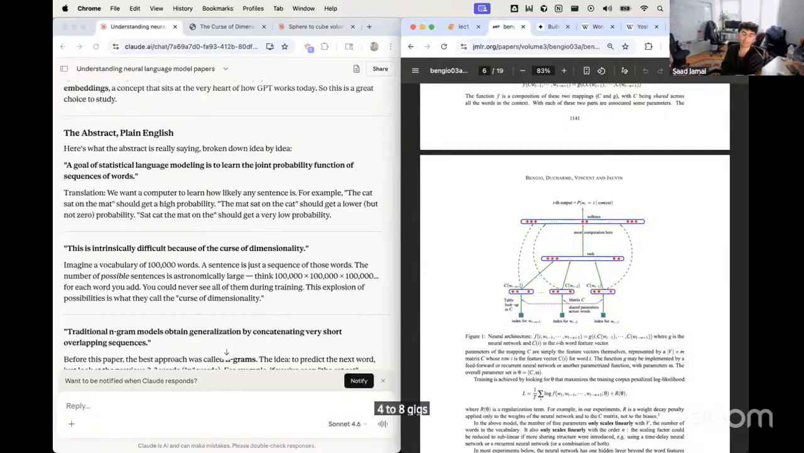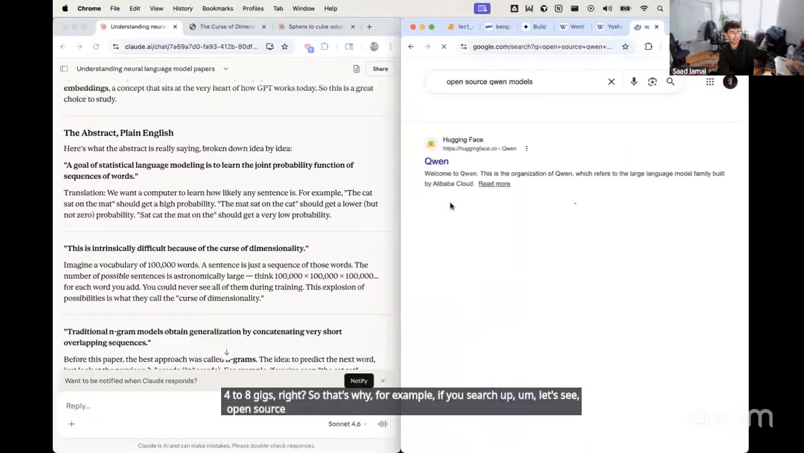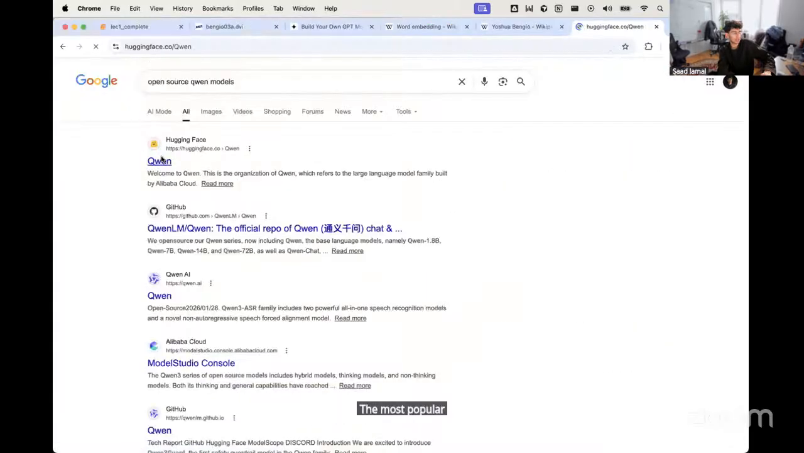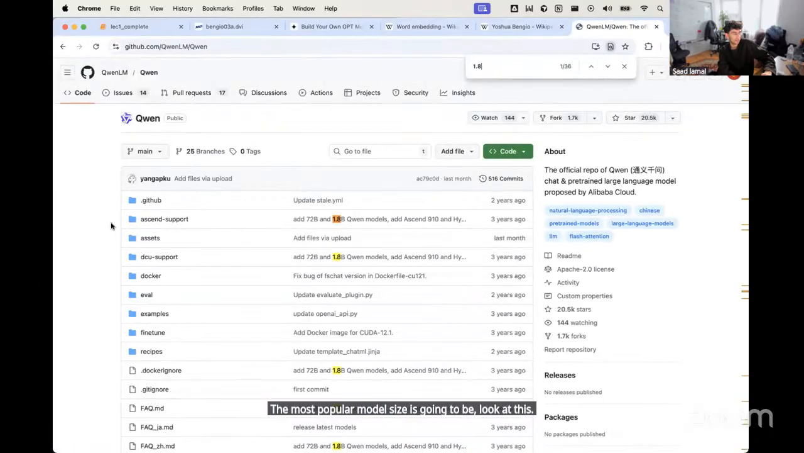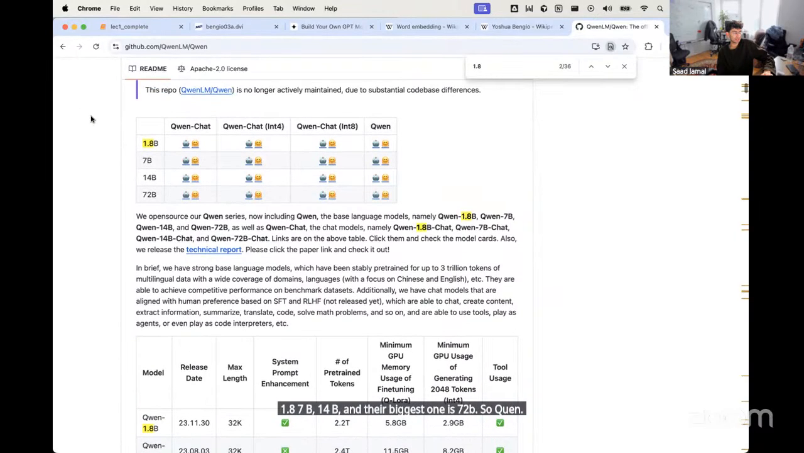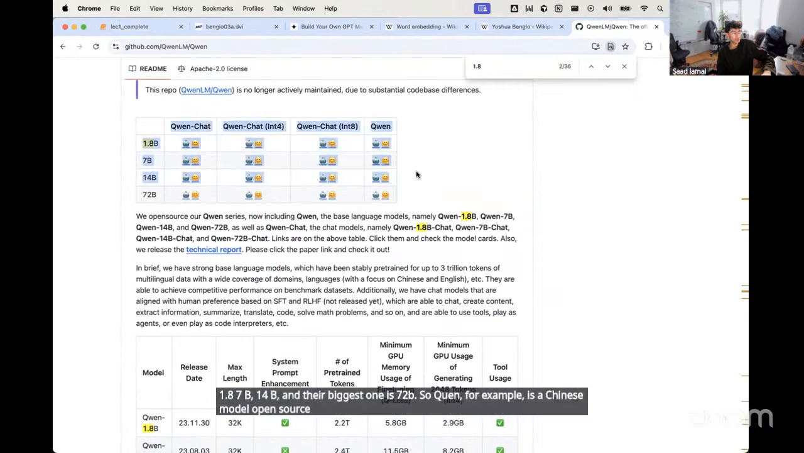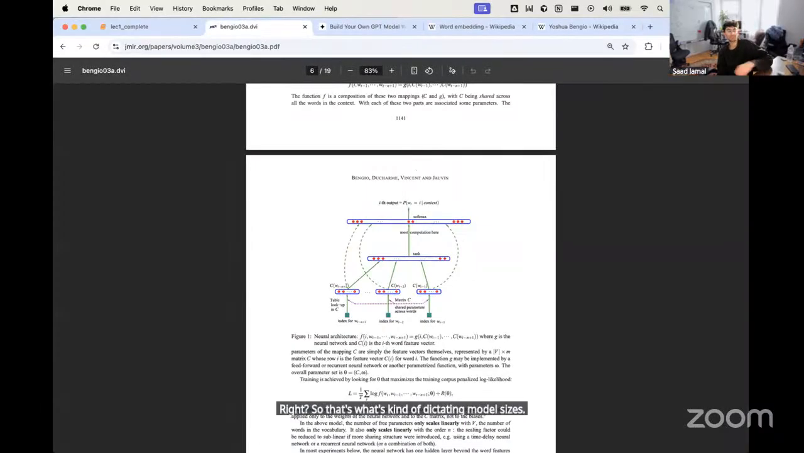So that's why, for example, if you search up open source Qwen models, the most popular model sizes are going to be, look at this, 1.8B, 7B, 14B, and their biggest one is 72B. So Qwen, for example, is a Chinese open source model. Three quarters of their biggest open source models, they're trying to make it so it fits in your RAM, right? So that's what's kind of dictating model sizes.